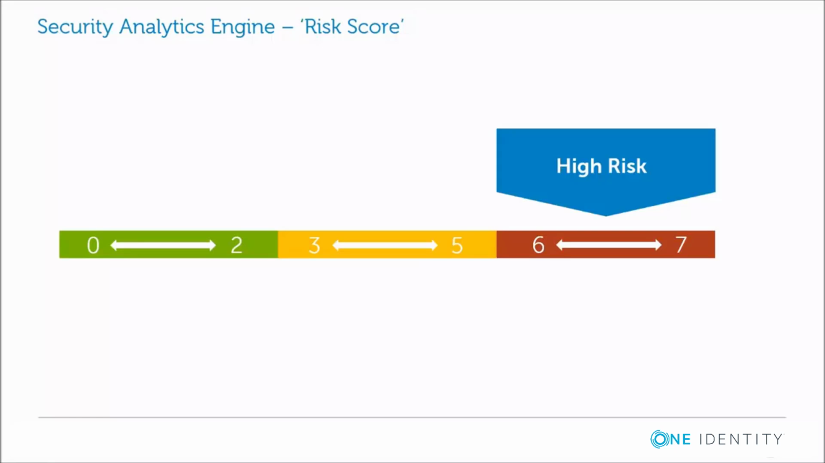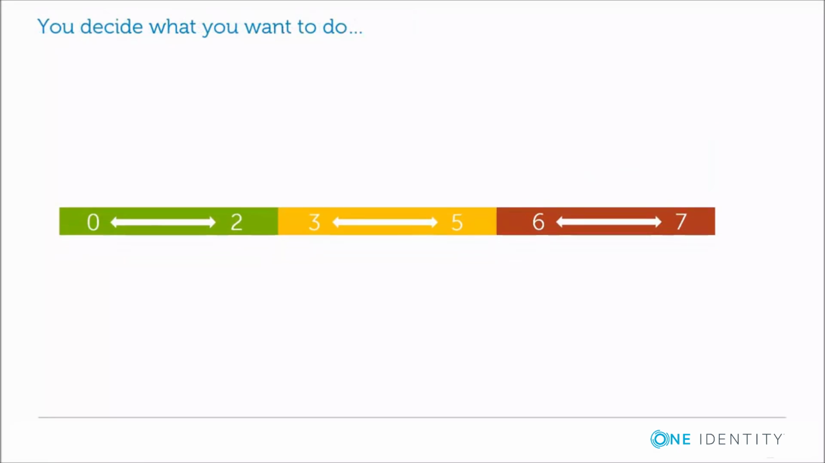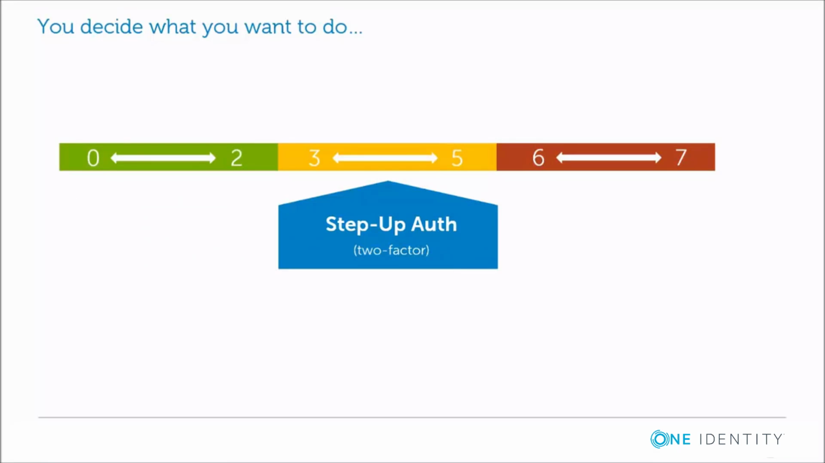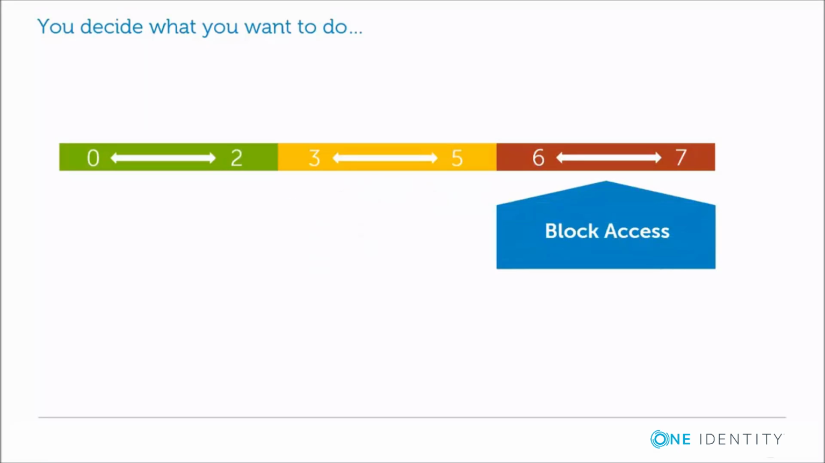Okay. Now, what you choose to do with these values is totally up to you. So as an example, you may say 0 to 2, we're going to allow access, and 3 to 5, we're going to step up, right? We're going to require some sort of multi-factor, and 6 to 7, generally speaking, you're always going to block access. If you've got a 6 to 7 threat, there shouldn't really be any reason why you're letting that person in. Although, if there's an emergency, we're going to show you how you can let that person in. That's actually in this presentation.